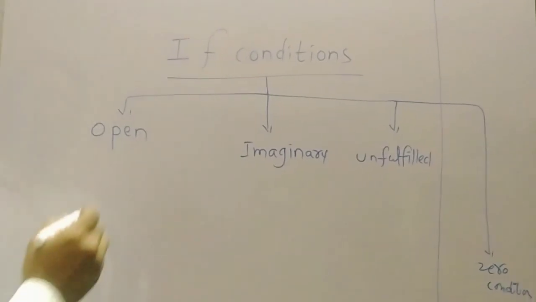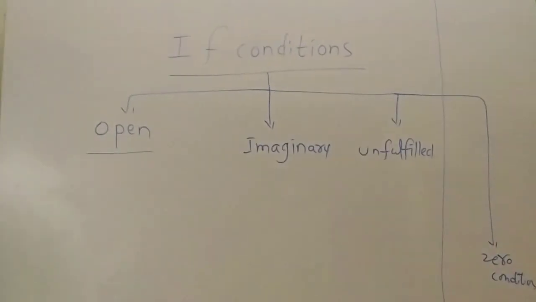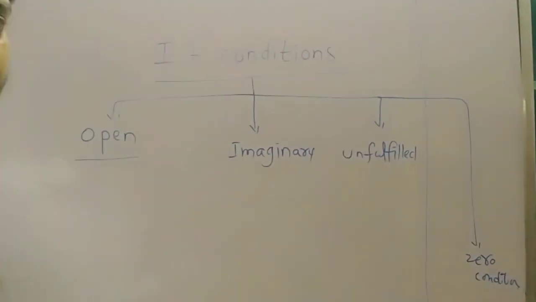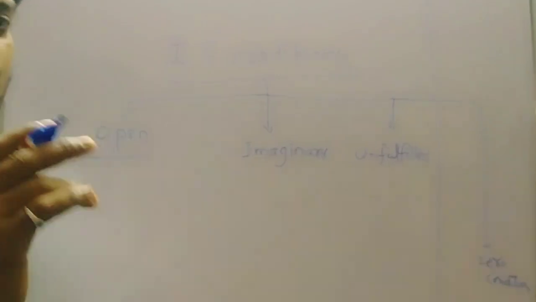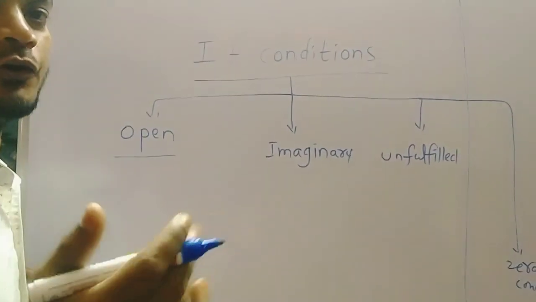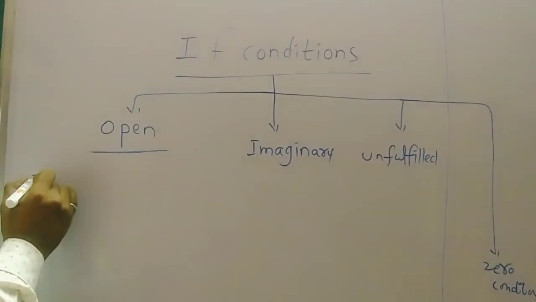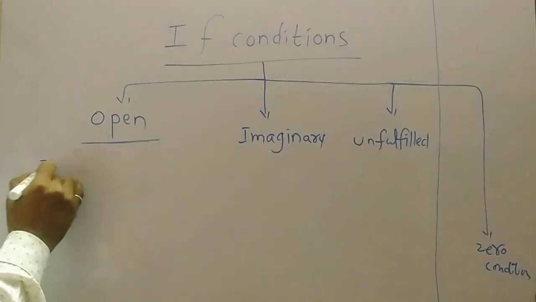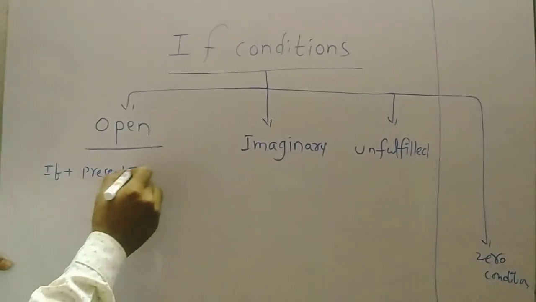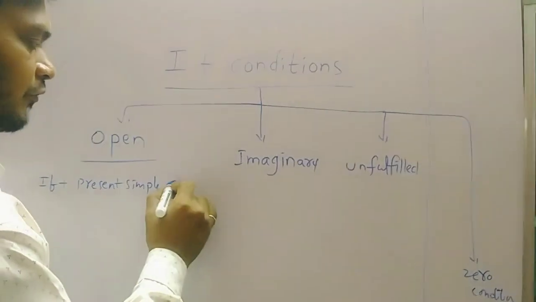Okay, fine. Here, open condition is nothing but which talks about future. For example, here I would like to give you the techniques to solve the questions. So, the open condition structure is if clause present simple, main clause future simple.